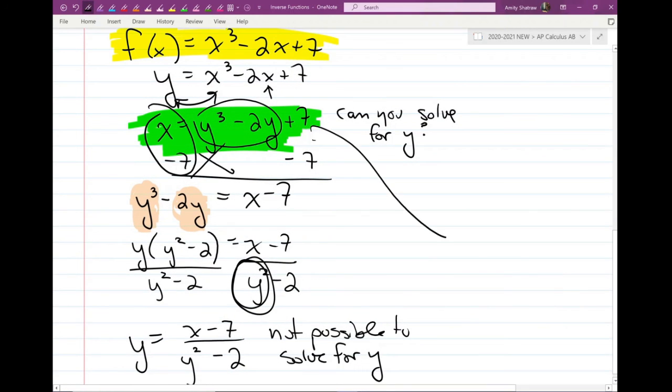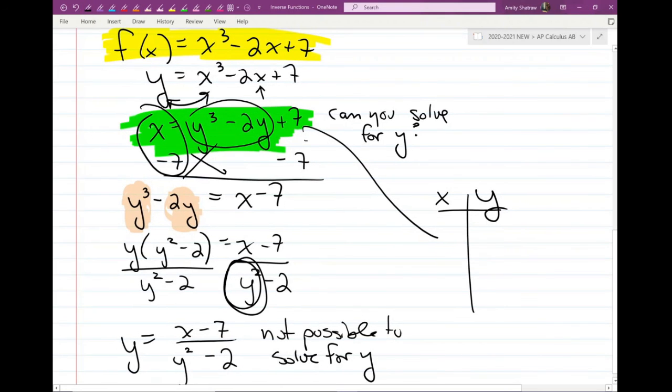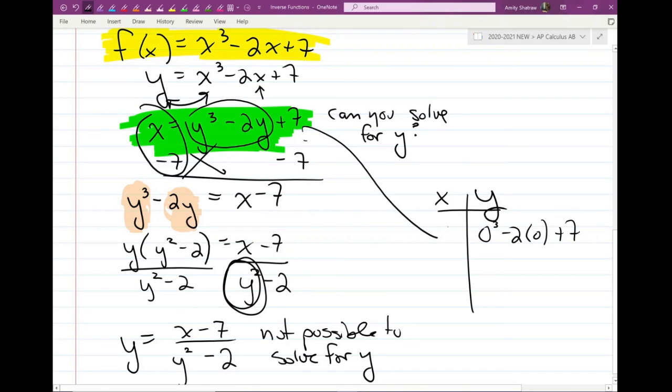For example, I could make an XY table and just start graphing some values. But I'll mention, I probably would pick my y's first. Say I want y to be 0. Because if y is 0, then I have 0 cubed minus 2 times 0 plus 7. And then x would have to equal 7, right? Because 0 cubed is 0, and negative 2 times 0 is 0, and 0 plus 7 is 7. So I could still definitely pick some points, and I could still graph them.